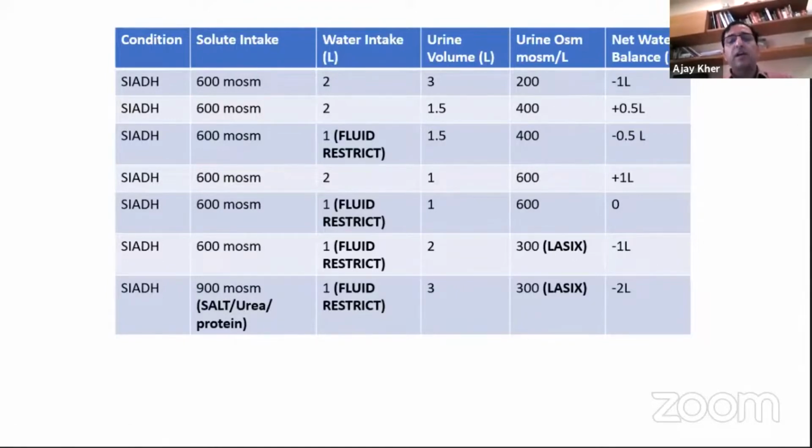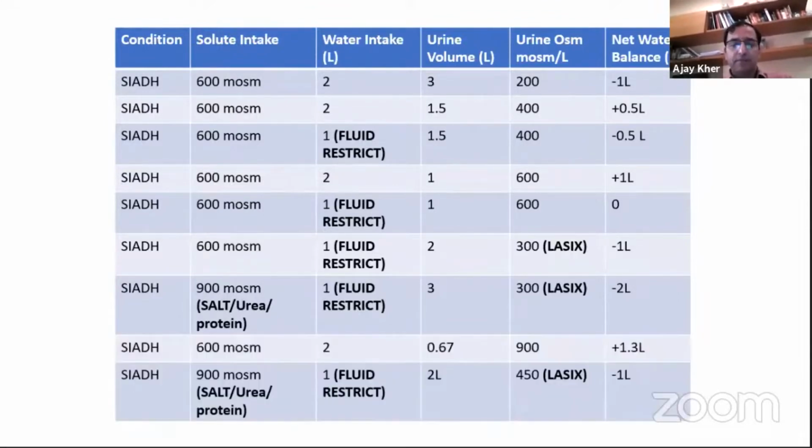And so they will correct quicker than the person above, and they will be negative by 2 liters a day. In comparison, if you have a patient like the case that we're describing here, who has a 600 milliosm intake, 2 liter water intake, but urine osmolarity is 900, they're going to excrete the 600 milliosms in 0.7 liters, and they'll be positive 1.3.